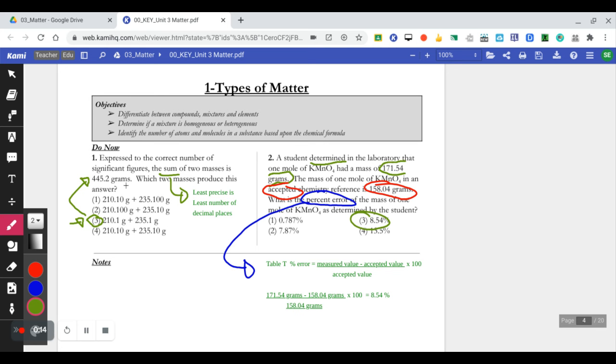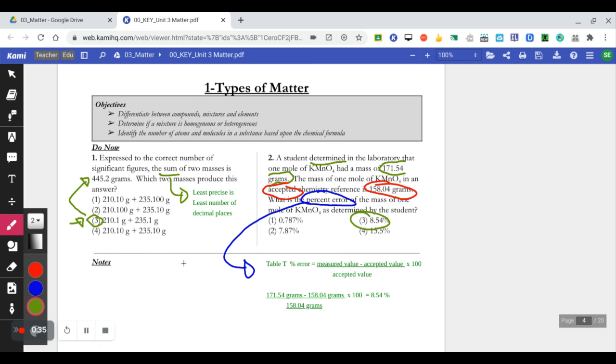In order to add numbers together, I cannot be more precise than the least precise measurement. And when I add or subtract, the least precise is the least number of decimal places. Therefore, because I only have one decimal place in this answer, my values that I added together can't have more than one decimal place. Therefore, this answer choice is the only one that meets that criteria.